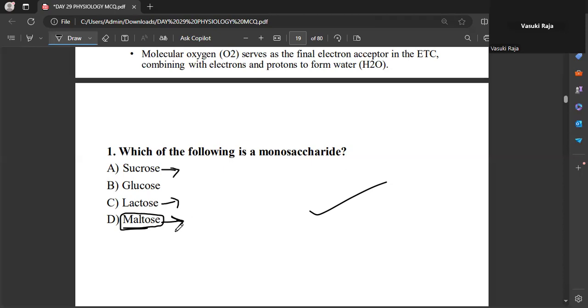On hydrolysis of maltose, what are we going to get? What will be the monosaccharide we can get on hydrolysis of maltose? Very good. That will be glucose and glucose. So glucose will be the monosaccharide here. Glucose and galactose will be the hydrolysis product of lactose. Okay, that will not be maltose.